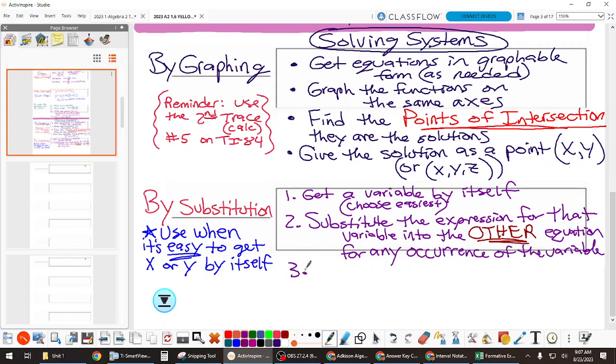Okay, step three, solve for the other variable. That could be multiple steps. So even though we write it as one step, it might take you on paper like four steps. Just be aware of that.